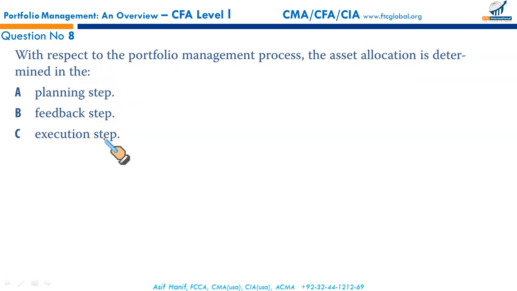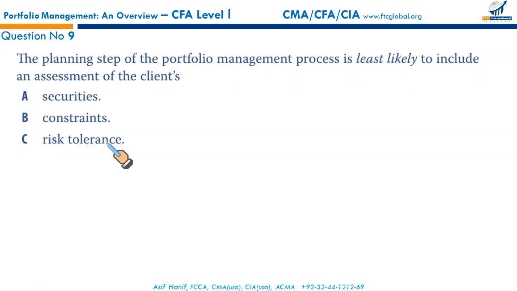First of all, the client's specific requirements are to be established. Once done, we use that to determine the client's target asset allocation. And this occurs in the execution step of the portfolio management process. If you read the theory, you would know that's C.